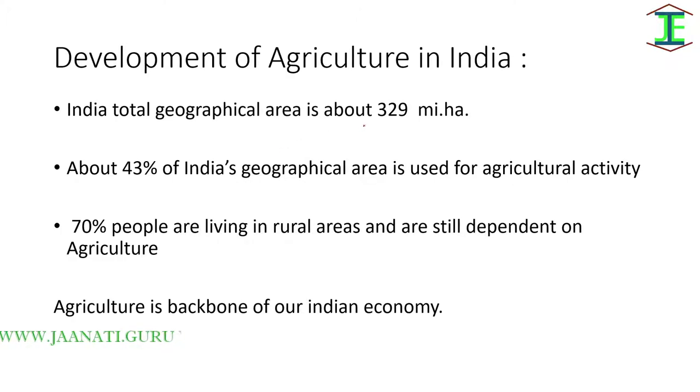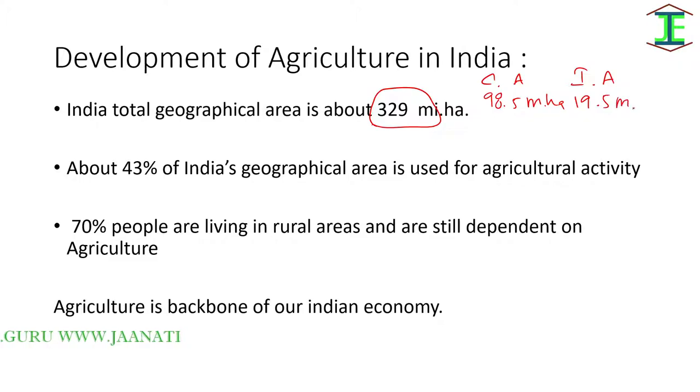First, India's total geographical area is about 329 million hectares, and at the time of independence, the total cultivated area was about 98.5 million hectares, and the total irrigated area was about 19.5 million hectares. And now the cultivated area has increased to 143 million hectares and the irrigated area has increased to 82.6 million hectares according to the 2005 to 2006 agriculture data. So this is one evidence that agriculture has developed.